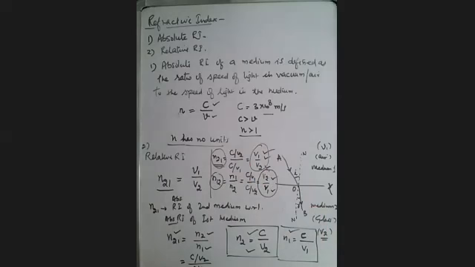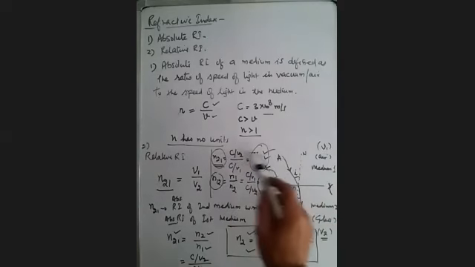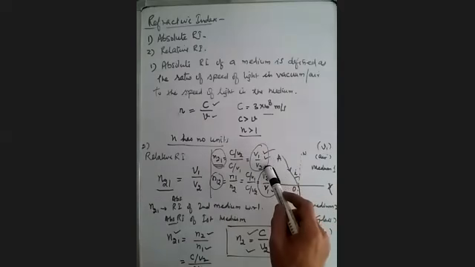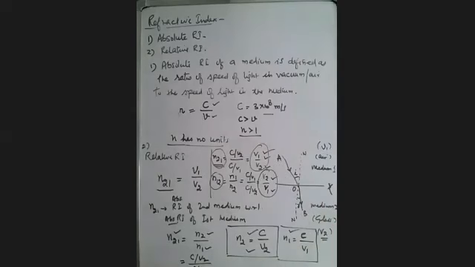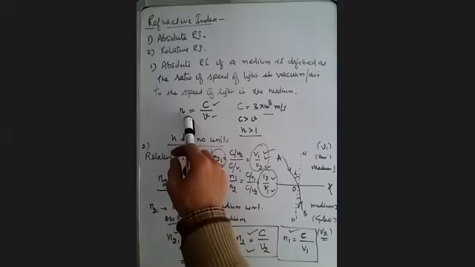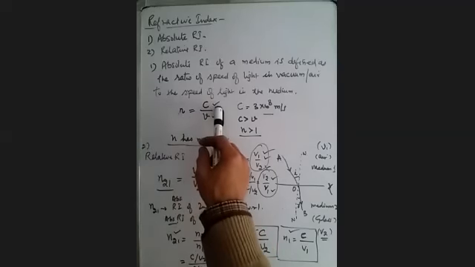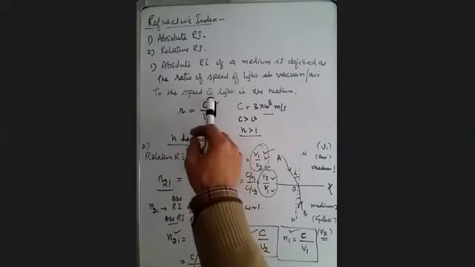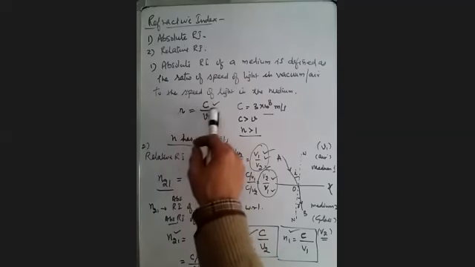So whenever you are trying to find out the relative refractive index, that is refractive index of one medium with respect to the second medium, then it is the ratio of speed of light in the first medium to the speed of light in the second medium. So that is how you find out the relative refractive index. And absolute refractive index is also kind of relative refractive index, but in this case the first medium is always vacuum or air, where the speed of light is always c.